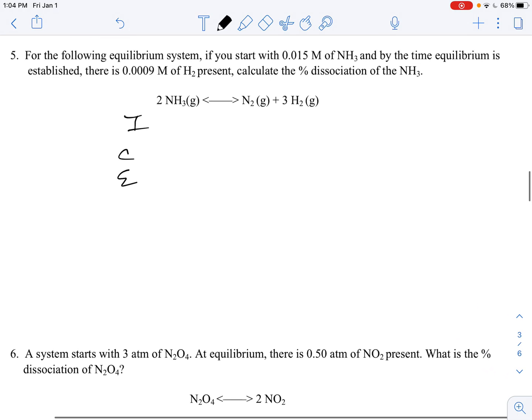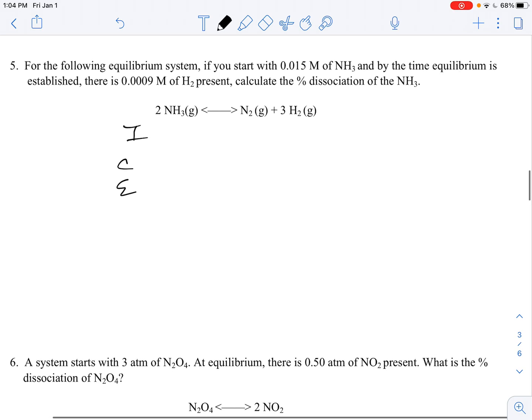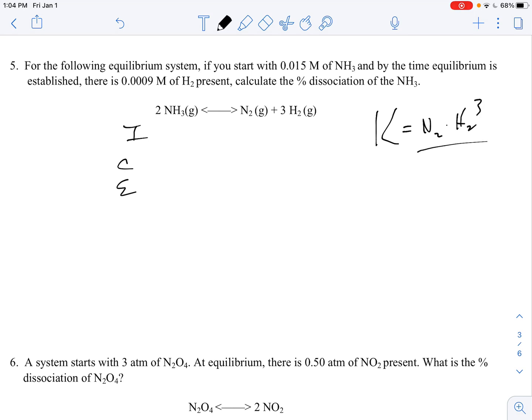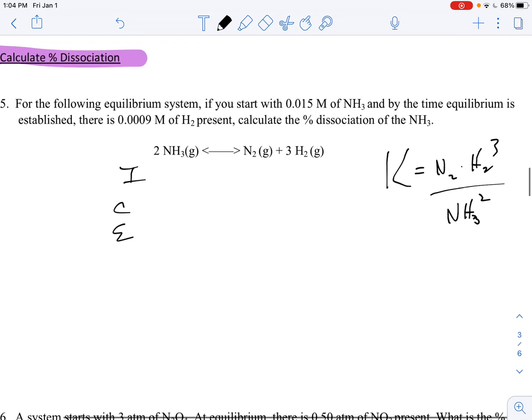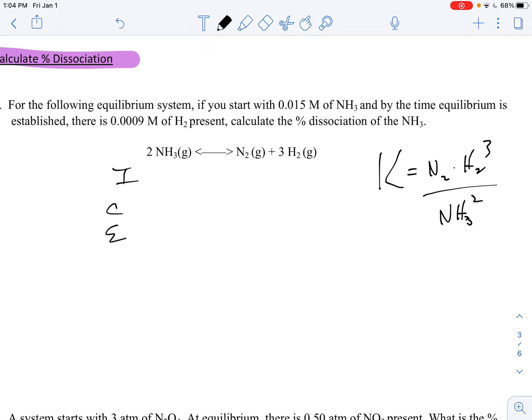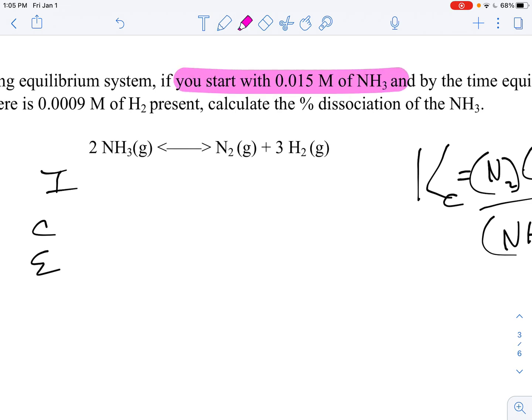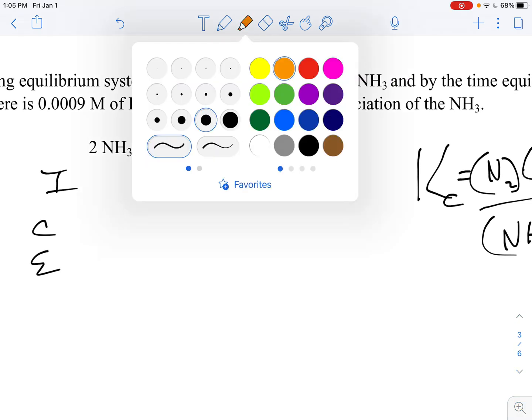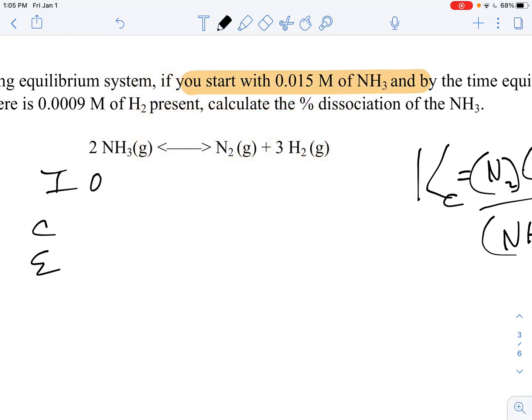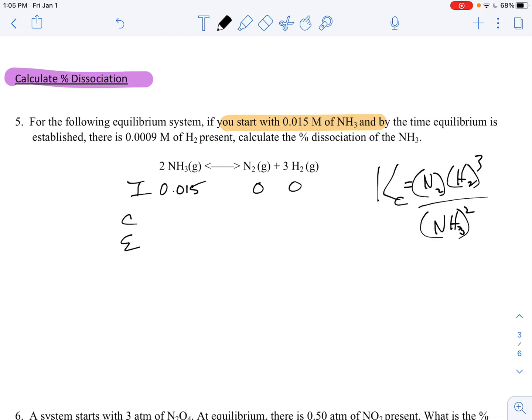Remember that K, let's see, oh, in fact, you don't even need K in this particular equation, but the K is going to be equal to the nitrogen times the hydrogen cubed divided by the ammonia squared. You're not even going to need it, though. Why? Well, let's see. Oh, and by the way, it's going to be Kc because they're dealing with molarity, so fine, there you go. So let's take a look. It says that we are starting here with 0.015 of the ammonia, right? So that's where we're starting. So we're starting with 0.015 of that, and it didn't say anything about those guys, right?